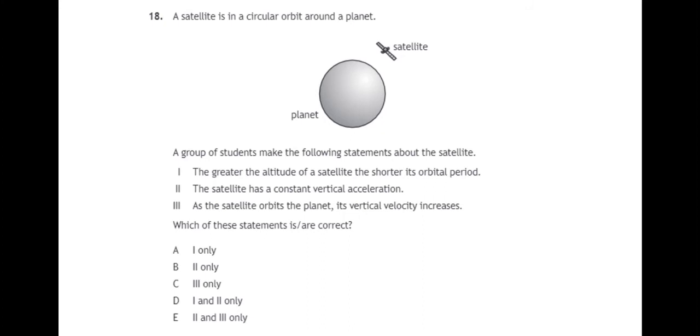Well, firstly, the greater the altitude of the satellite, the shorter its orbital period is not correct. The further out the satellite is, so the greater its altitude, the longer its orbital period would be.